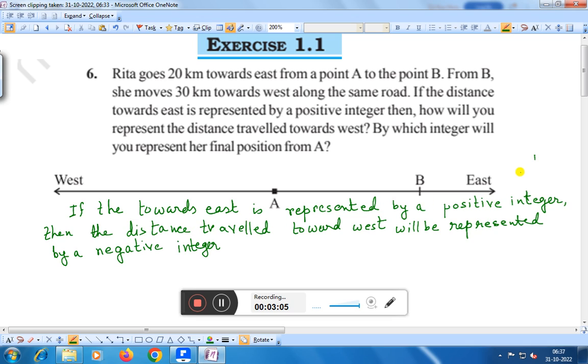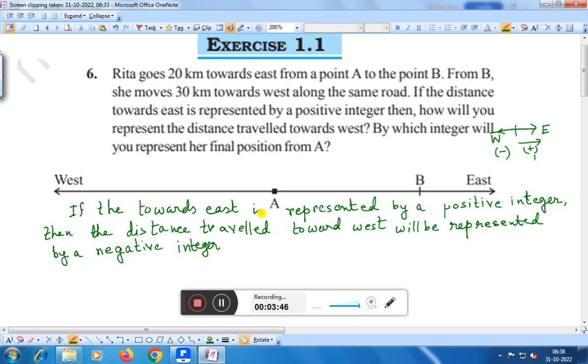Here you see, this is the east direction, and this is west. West is the opposite of east. That means if we take east as a positive integer, then on the west side it will be a negative integer, right? By which integer will you represent her final position from A?